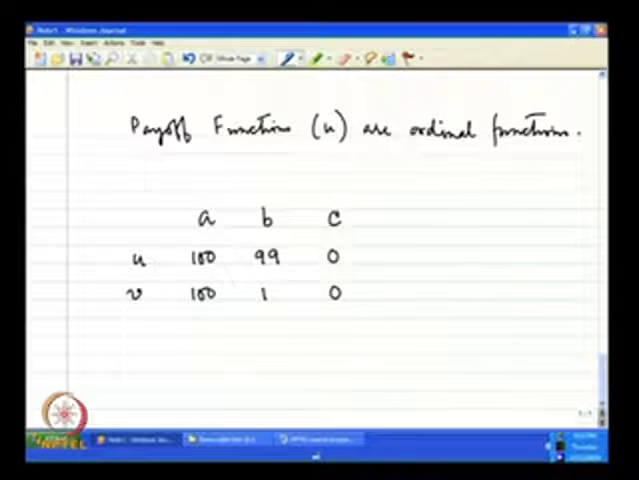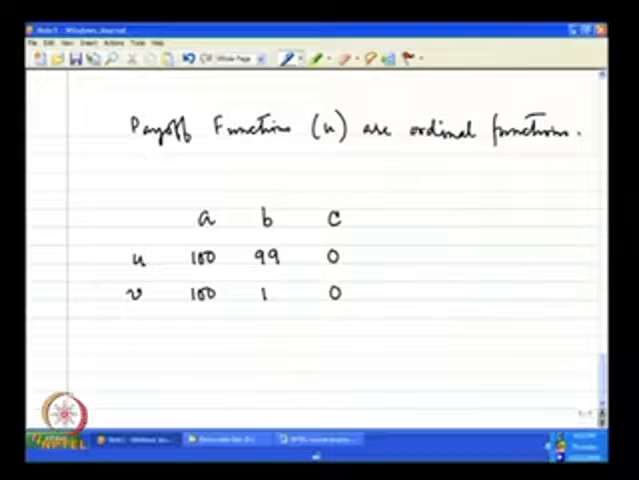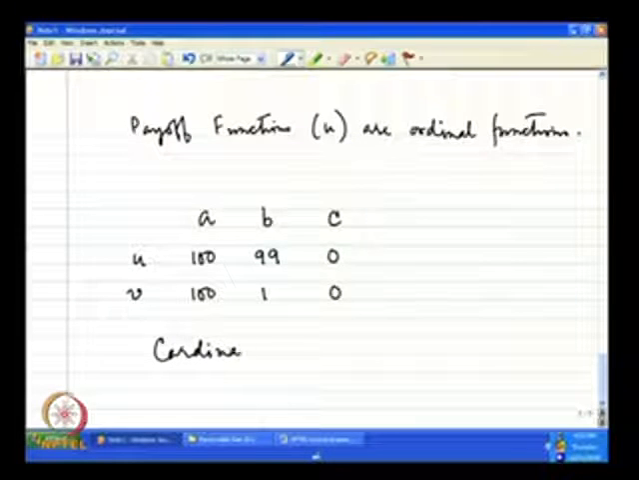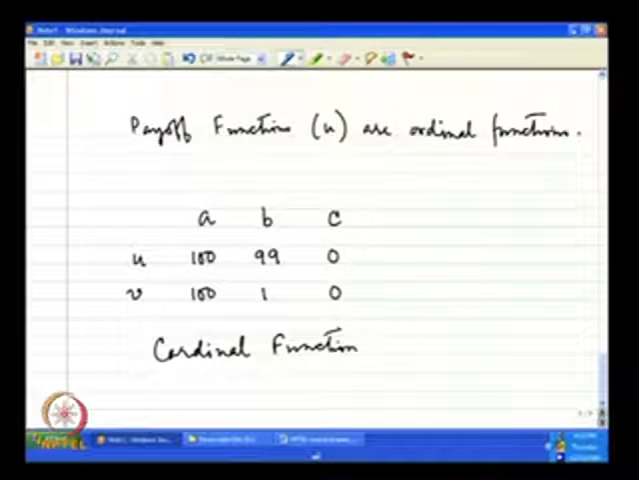The ordinal functions will say that it does not matter what absolute value I am giving to these numbers. What matters is that relatively 99 is between 100 and 0, 1 is also between 100 and 0. So both U and V will be equally good for me. So ordinal functions only emphasize the relative value, not the absolute value. If we had talked about cardinal functions, which is the opposite of ordinal, then the absolute value would have mattered.